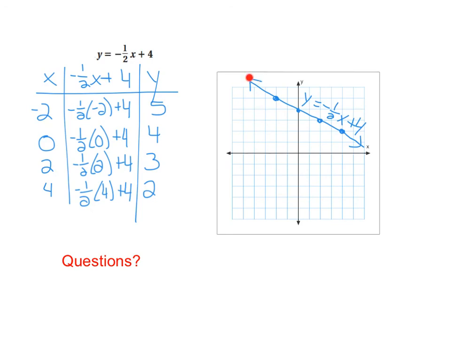Remember, notice I went through the points. I put arrows on both ends. I gave it a name. Notice that this function is decreasing, right? It's going down from left to right. That's important. That will come up later.